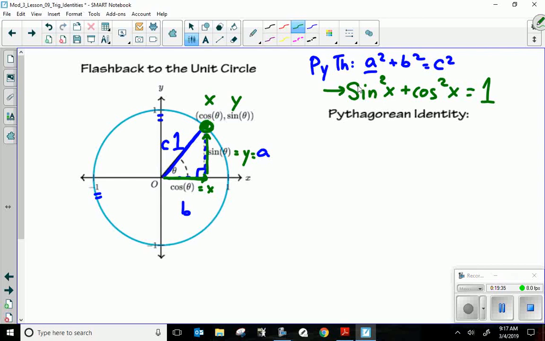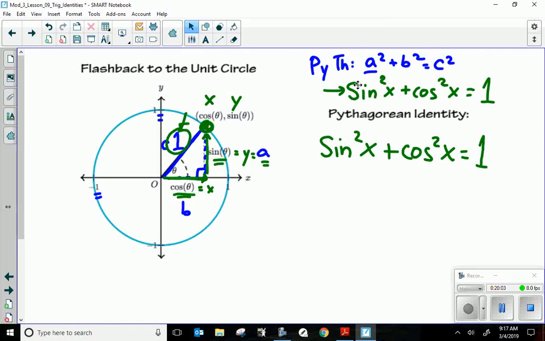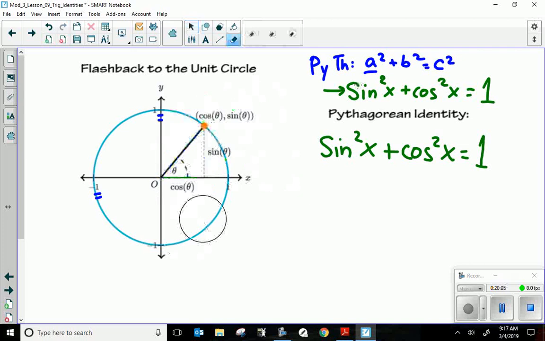So if I'm going to use sine and cosine in the Pythagorean theorem, a squared, which is my y value, is sine squared, plus b squared, which is my x value, cosine squared, equals my hypotenuse squared. My hypotenuse is 1, because this is the unit circle. 1 squared is 1. So that's how we get this. It just goes down to the basic things we've learned before.